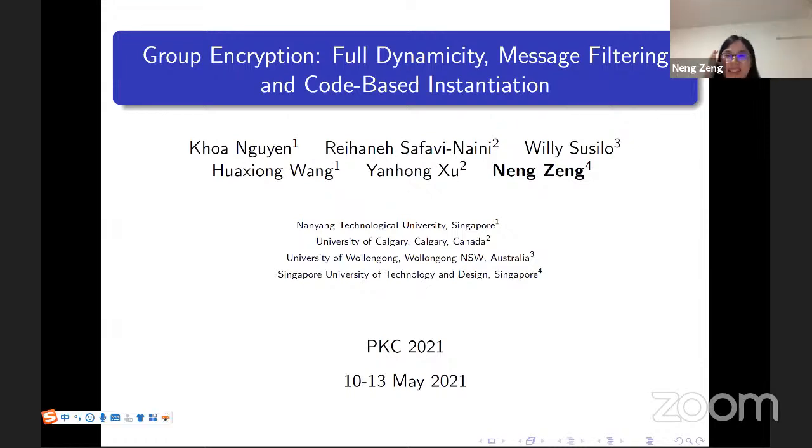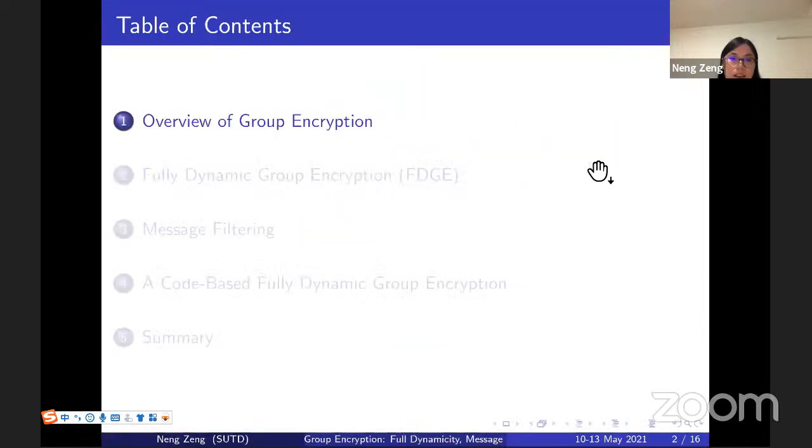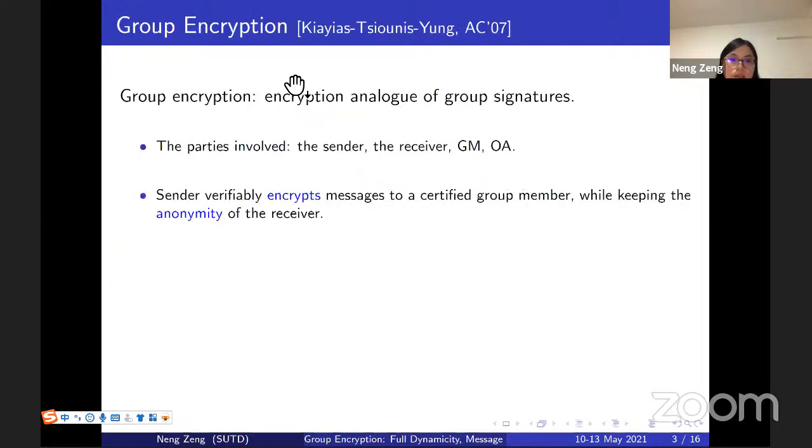Okay, perfect. I'm going to talk about fully dynamic group encryption, message filtering, and the code-based instantiation. First I will start with group encryption, then briefly state our three results in fully dynamic group encryption, message filtering, and the code-based instantiation. Group encryption was introduced by Kiayias, Tsiounis and Yung in 2007, and it is the encryption analog of group signature.